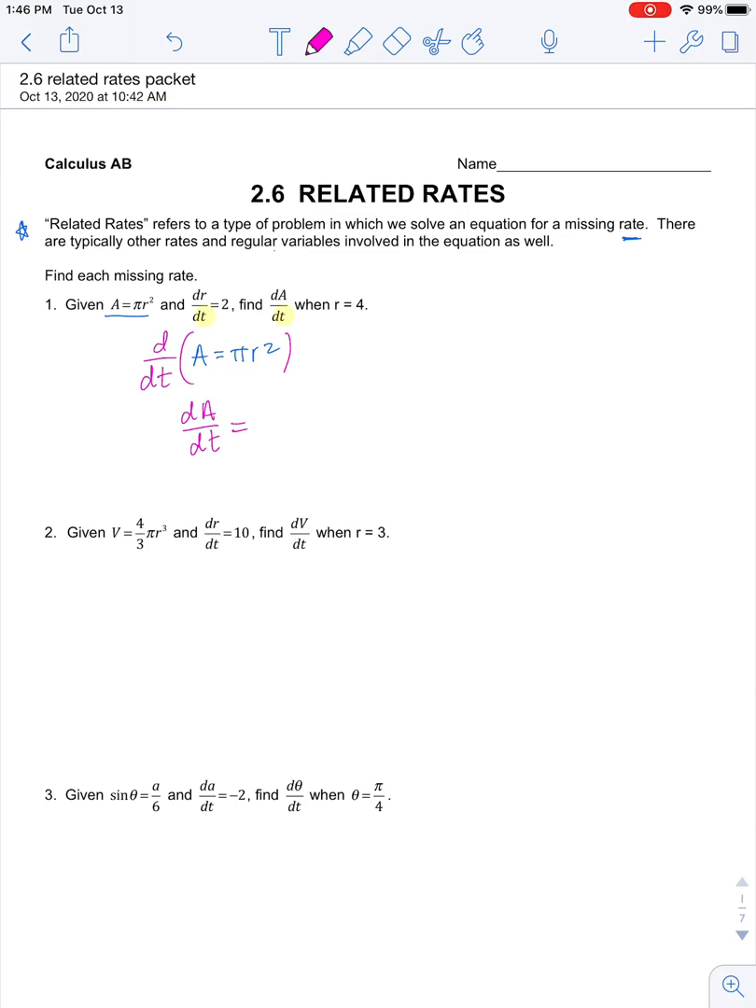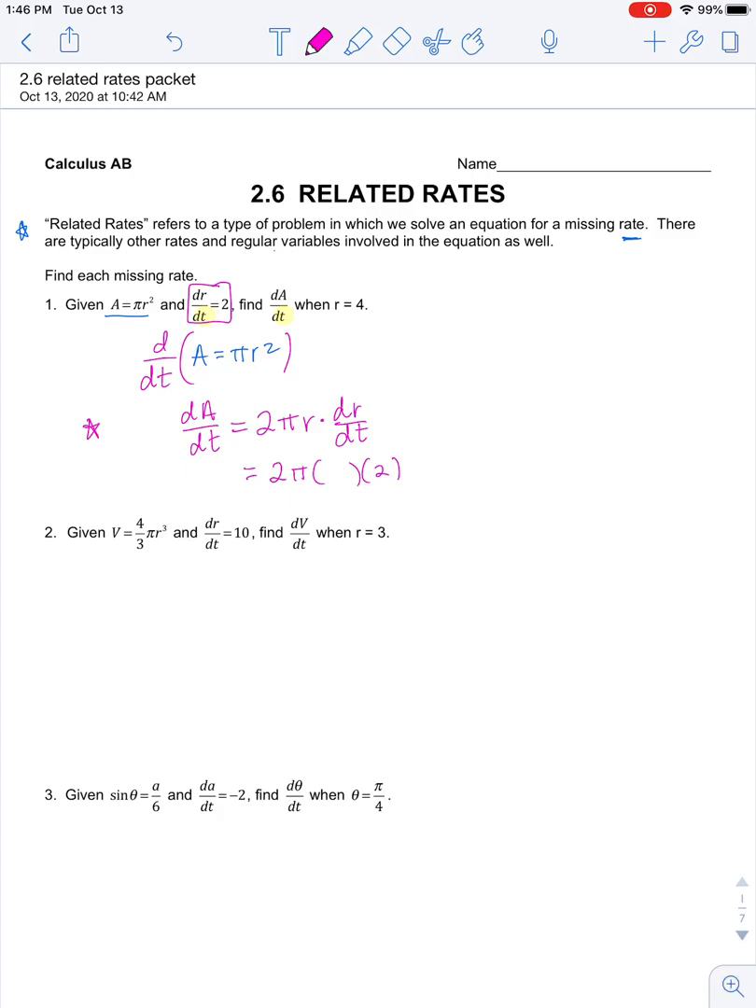On this side, if I'm going to differentiate pi r squared with respect to time, it's not with respect to r, so it's not just 2 pi r by bringing the power rule down. The pi multiplies through because it's a constant. It's 2 pi r times dr/dt, because that's implicit as well. And this is our new statement where we're going to do all the solving. Here it says dr/dt is 2, so in the dr/dt spot, I'm going to plug in a 2.